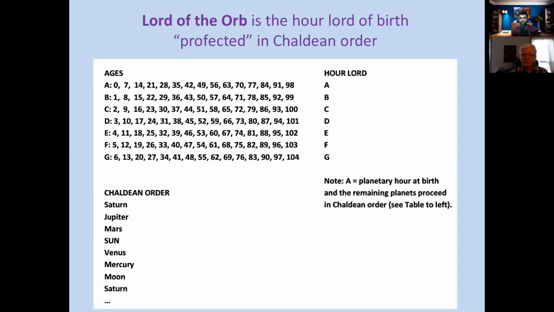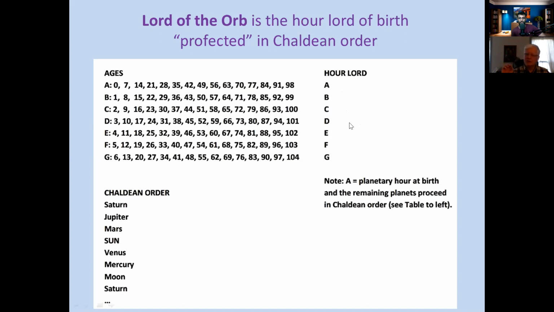Okay. Lord of the Orb. For those not familiar with it, because it's not a real popular concept yet, but it's very powerful. You take the planetary ruler at birth. Now remember, his planetary hour ruler at birth was Venus. And then you go in the Chaldean order, which is Saturn, Jupiter, Mars, Sun, Venus, Mercury, Moon, and you count down. So at age 52, he is in this D position. If he starts with Venus, we go Venus, Mercury, Moon, Saturn. Saturn is his Lord of the Orb this year.